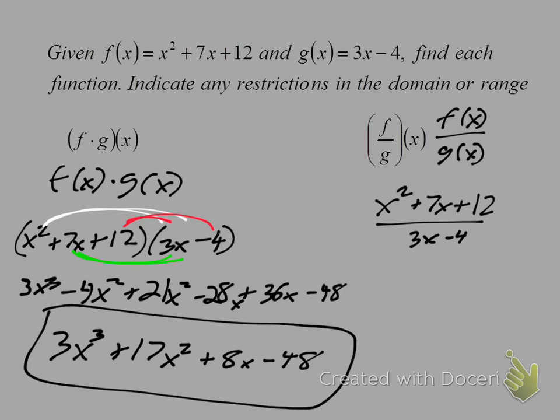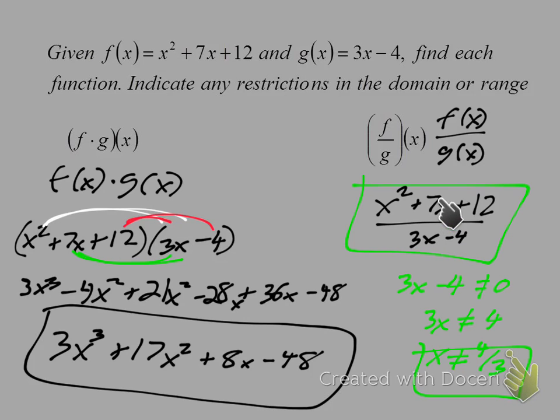The other way is you can go 3x minus 4, and that guy can't be 0. And then you solve it like an equation, but it's a not equals equation. Make sense? So add 4 over. So 3x cannot equal 4, x cannot equal 4/3. And you need to show both. Some show just this and not this. I need both.